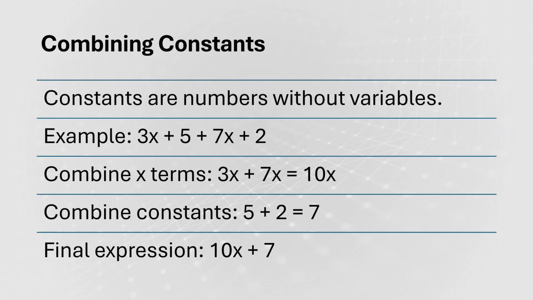Constants are numbers without variables and can be combined separately. For example, 3x plus 5 plus 7x plus 2. Combine the x terms first: 3x plus 7x equals 10x. Then combine the constants: 5 plus 2 equals 7. The final simplified expression is 10x plus 7.